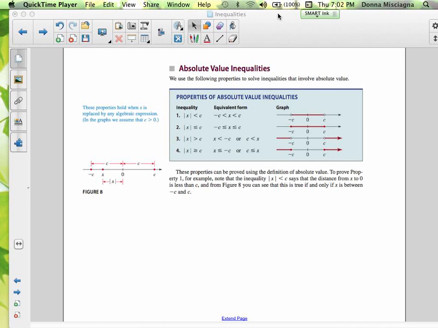If we have the absolute value of x is greater than c, that means that x is either less than negative c or x is greater than c. We have to be more than c from 0. If it's the absolute value of x is greater than or equal to, then those endpoints are also included, and it's equivalent to saying x is less than or equal to negative c, or x is greater than or equal to positive c. And of course, we're assuming that c does not equal 0. Otherwise, we really wouldn't have an inequality to solve at all.